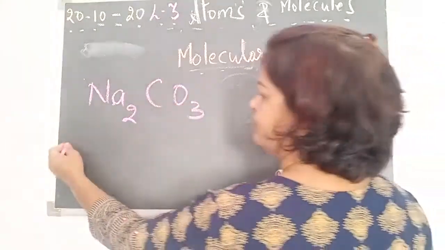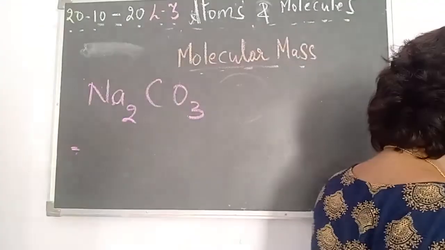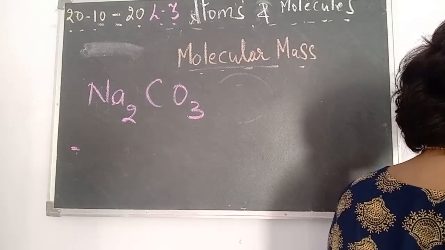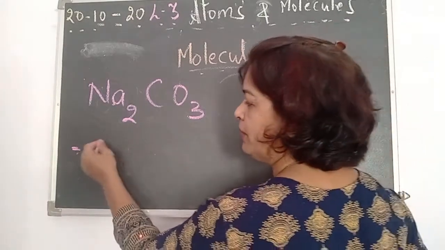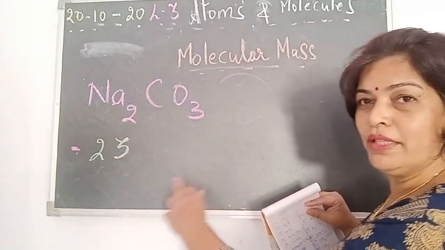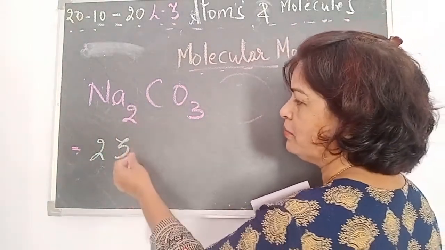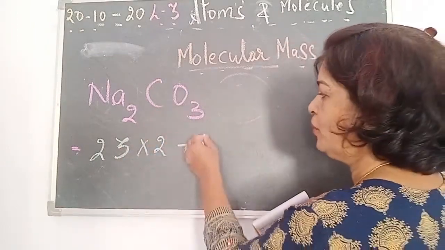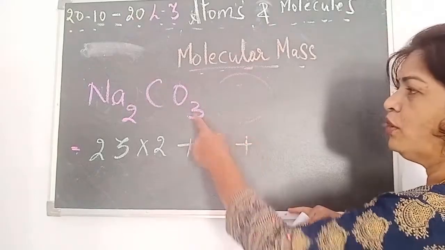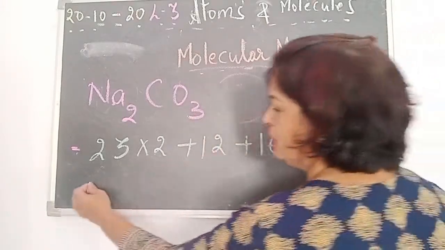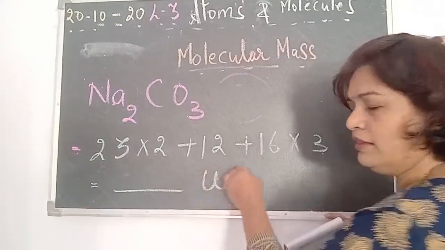Na2CO3. Okay. Children, sodium is 23. Atomic mass of sodium is 23. So how many atoms of it are there? 2. Carbon how much, children? 12. And oxygen how much? 16. So 16 into 3. So how much does it come out? You write it as U.